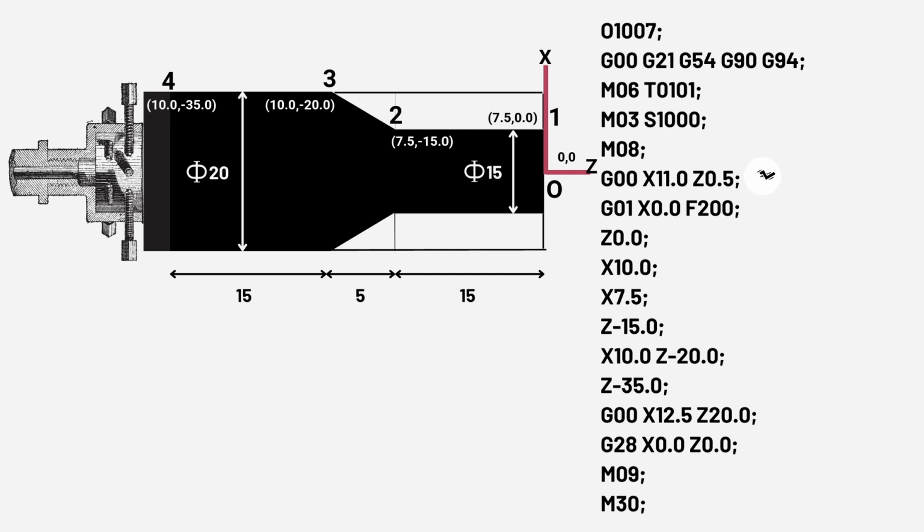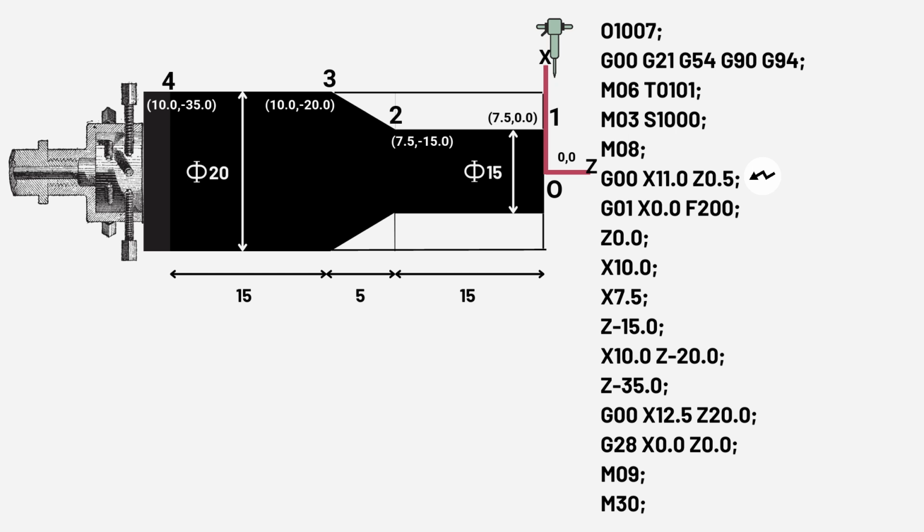The next line is G00 X11.0 Z0.5. Here 11.0 coordinate of x-axis is defined and not 10.0 because we don't want our tool dashing directly into the workpiece. Same thing goes for z-axis coordinates as well.